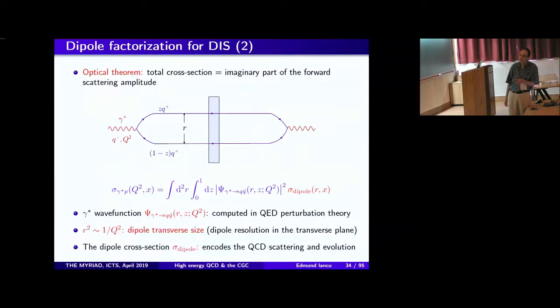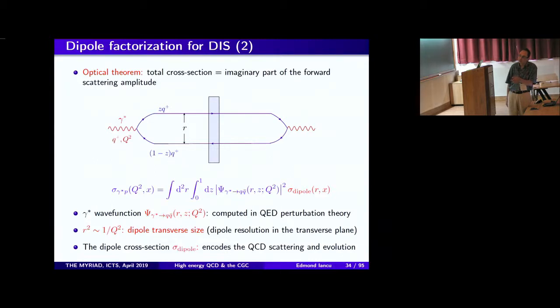The QED part is trivial. Just the fact that it's a quark is irrelevant. It just defines the charge of the quark. It could be an electron and a positron. So the splitting of a photon into an electron positron pair or a quark antiquark pair is something which is well known in QED. I have one wave function here and a complex conjugate wave function there. So altogether, I have this modulus squared of the wave function, which describes the splitting of gamma star into a QQ bar pair, for an incoming gamma star with a given Q squared, a given Q plus, and for a dipole pair which has a given transverse size r and a given energy fraction z for the quark and 1 minus z for the antiquark.